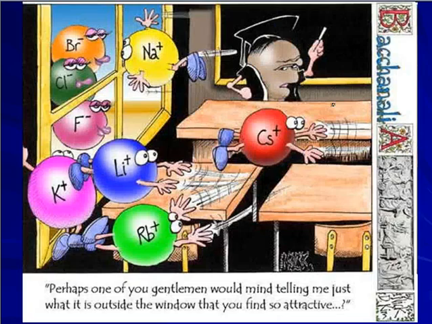So when we look at this, I like this cartoon. "Perhaps one of you gentlemen would mind telling me just what it is outside the window that you find so attractive." And when you look at these, you can see these right here have the negatives, and these right here have the positives. So remember, just like any magnet, you got your positive and your negative, and you've always learned that opposites attract. They do here with magnets.